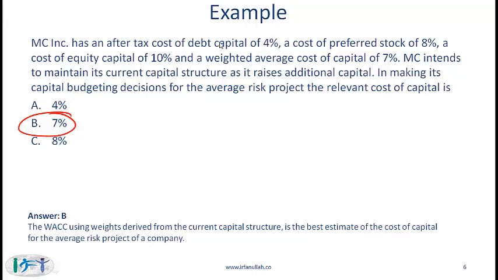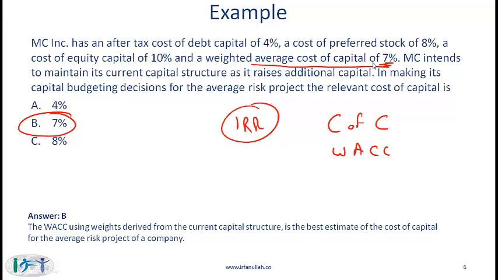You are given lots of numbers, but the main point is that when you make a capital budgeting decision, you need to compare the investment return with the cost of capital or the weighted average cost of capital. If the IRR is greater than the WACC, then you go for the project. If the return is less than the WACC, then you do not go for the project. Here the weighted average cost of capital is given as 7%, so that is what you consider.